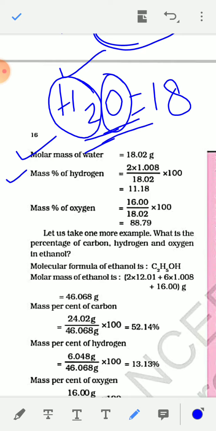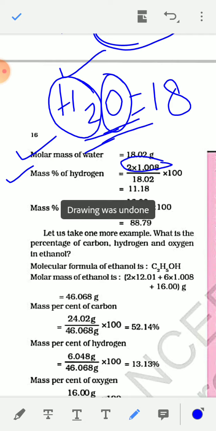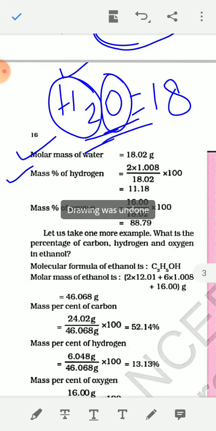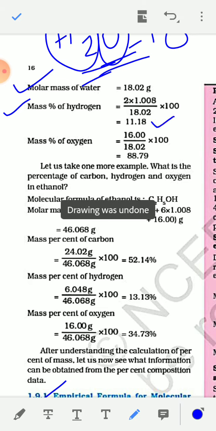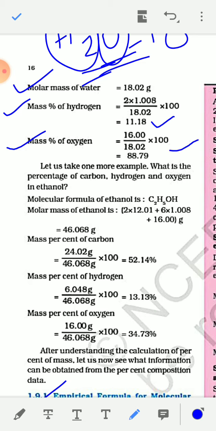So percentage mass of hydrogen is mass of hydrogen present in water divided by molar mass of the compound, that is 18, into 100. So mass percentage of hydrogen in water is 2 divided by 18 into 100, that is 11%. Similarly, mass percentage of oxygen: 16 gram oxygen is present in 18 gram water. So mass percentage of oxygen is 16 divided by 18 into 100, that is 88.79.